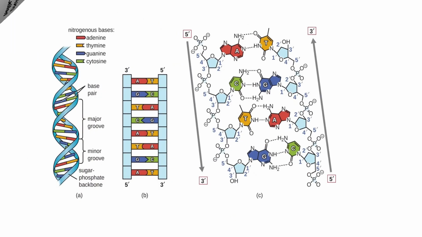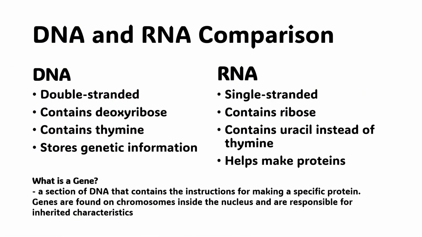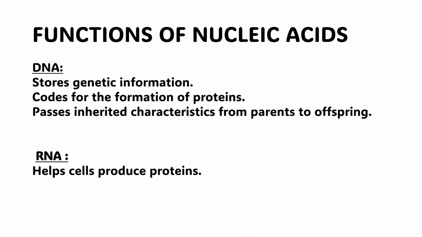Now, let us compare DNA and RNA. DNA is double-stranded, contains deoxyribose sugar, contains thymine, and it stores genetic information. RNA, on the other hand, is single-stranded. It contains ribose, also contains uracil instead of thymine, and it helps make proteins. A useful way to remember this is DNA stores the information while RNA uses the information.